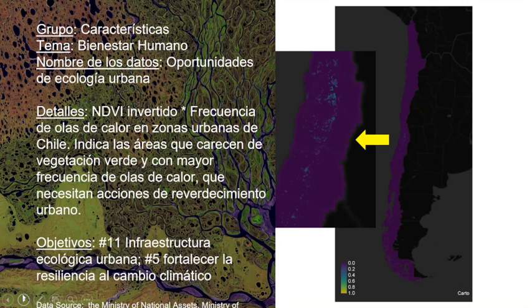Data sources. Okay, well, it looks like we can go ahead and weight this layer. I'll just mention that the NDVI is global remotely sensed data. Yeah. And the heat wave frequency in urban areas in Chile, I believe this is Chilean data. Yeah. Okay. So we can go ahead and give this one a weight. It's supporting primarily the urban ecological infrastructure target, as well as helping strengthen the resilience to climate change.